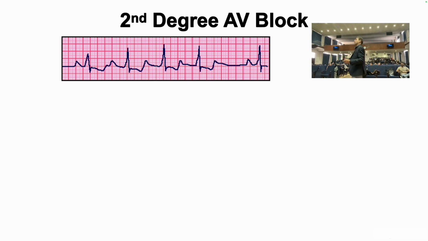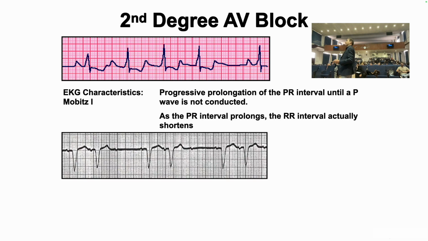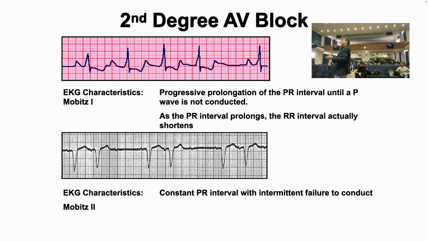Now what is this you were very interested in? This is Wenckebach, Mobitz type 1. There is progressive increase in the PR interval till a beat is missed. So this is Mobitz type 1, or it's called Wenckebach phenomenon. And then you got the second ECG which is showing constant PR interval with intermittent failure to conduct. This is Mobitz type 2.